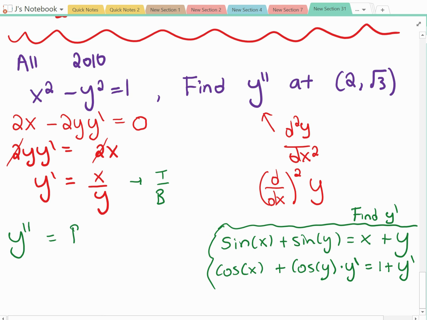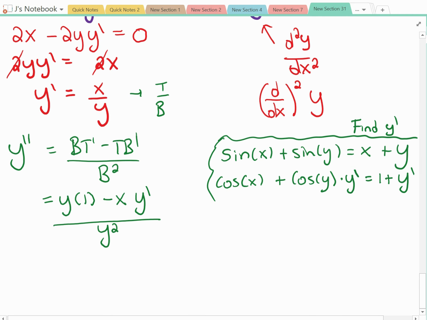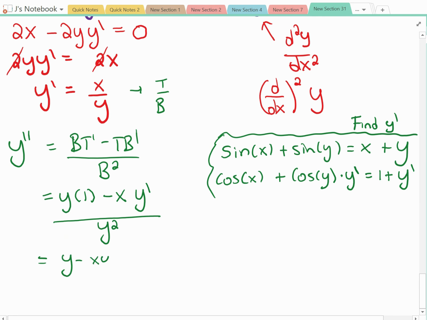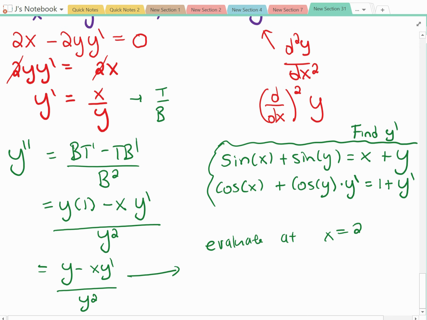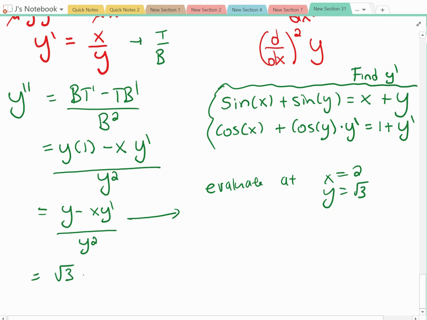So y double prime will be bt prime minus tb prime over b squared. That's going to be the bottom function, which is y, multiplied by the derivative of the top. Derivative of x is 1, minus the top function, which is x, multiplied by the derivative of the bottom. Derivative of y is y prime, all divided by y squared. So this is going to be y minus xy prime, all over y squared. Now we need to evaluate this at x equals 2, and y is equal to root 3. So this will be root 3 minus 2y prime divided by root 3 squared.